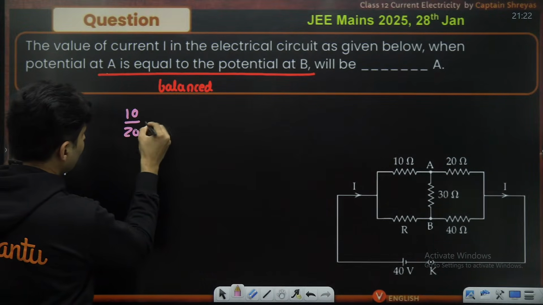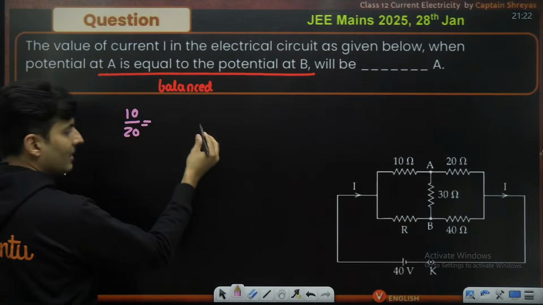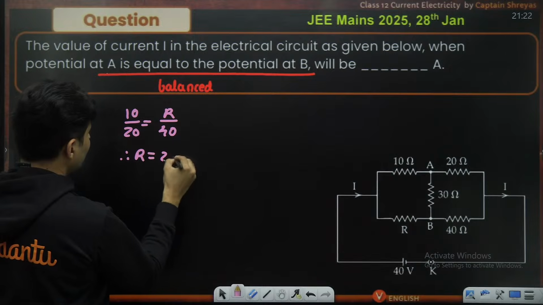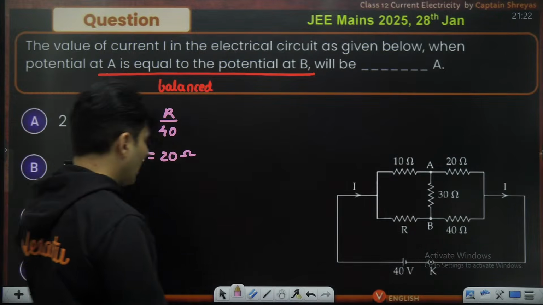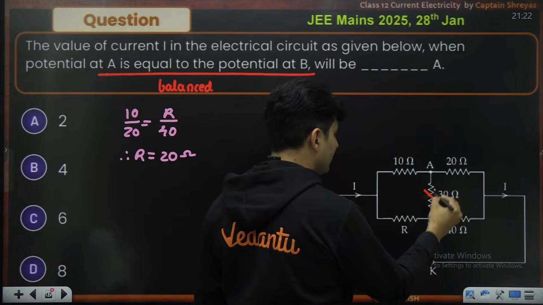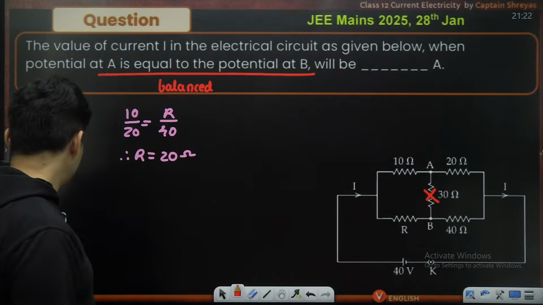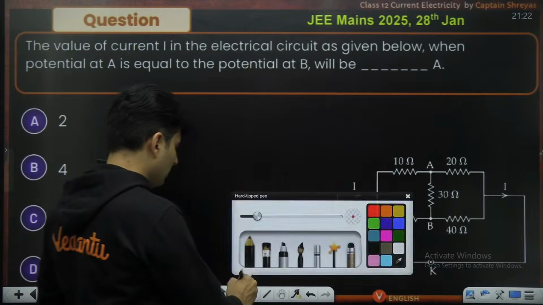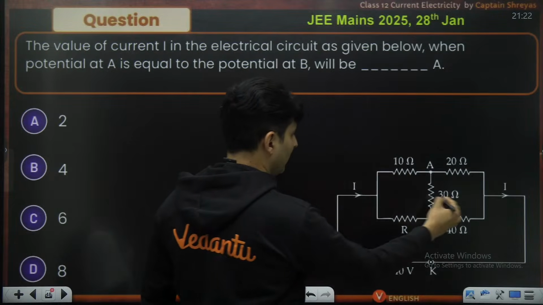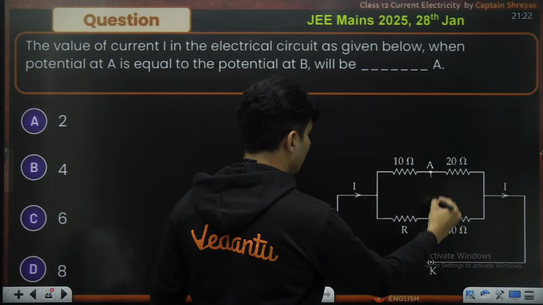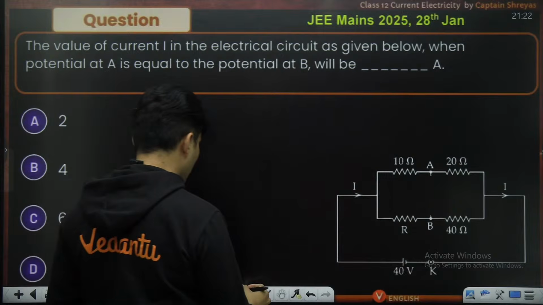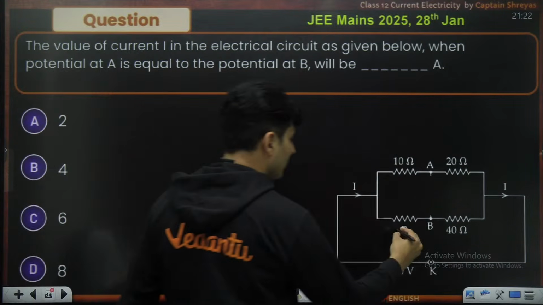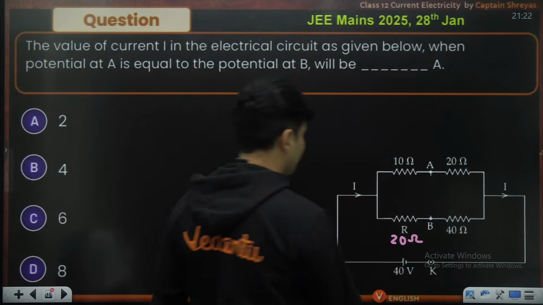10 by 20, R1 by R2 is R3 by R4. That means R by 40. So what will R be? Obviously 20 ohms. And if that is also the case, this is completely useless. That resistance is useless. So if that resistance is useless, might as well not show it. Why do I have to show it? Just forget it. This is completely useless. And this resistance, we just got it as 20 ohms because it is in balanced condition.